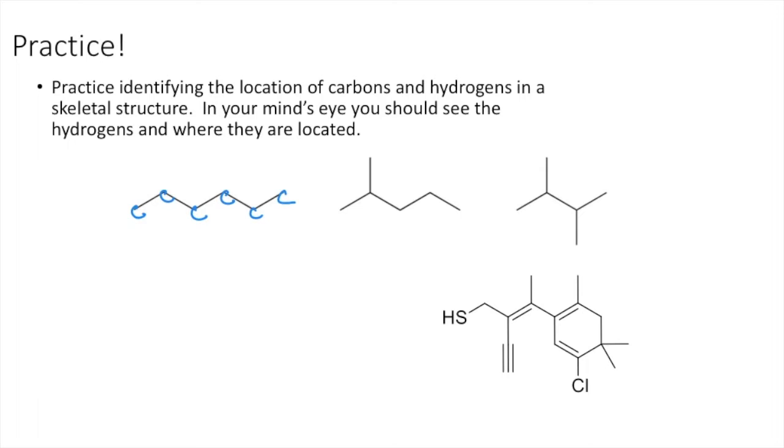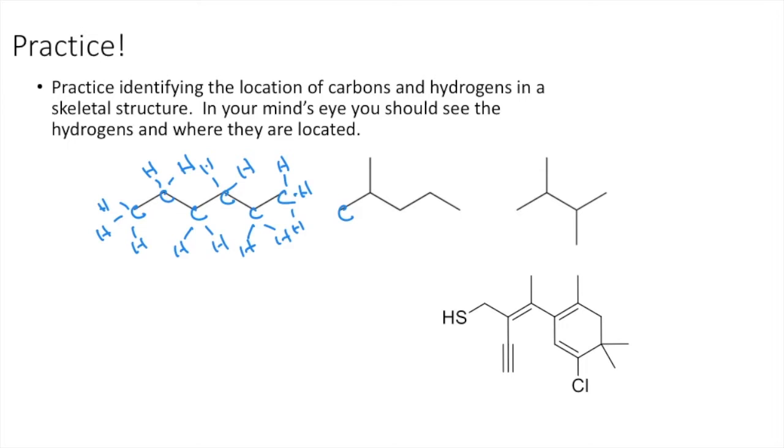And then we want every carbon to have a total of 4 bonds. So that would require 3 hydrogens on this carbon, 2 hydrogens here, 2 here, 2 here, 2 here, and 3 here. And again, you're not going to draw in your hydrogens all the time. This is just to help you understand where the hydrogens are that aren't shown. Soon it will become second nature to you.